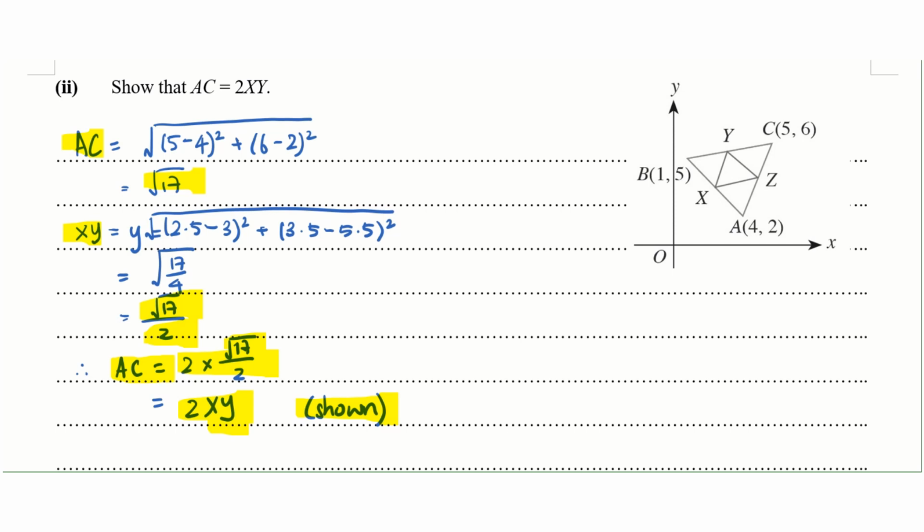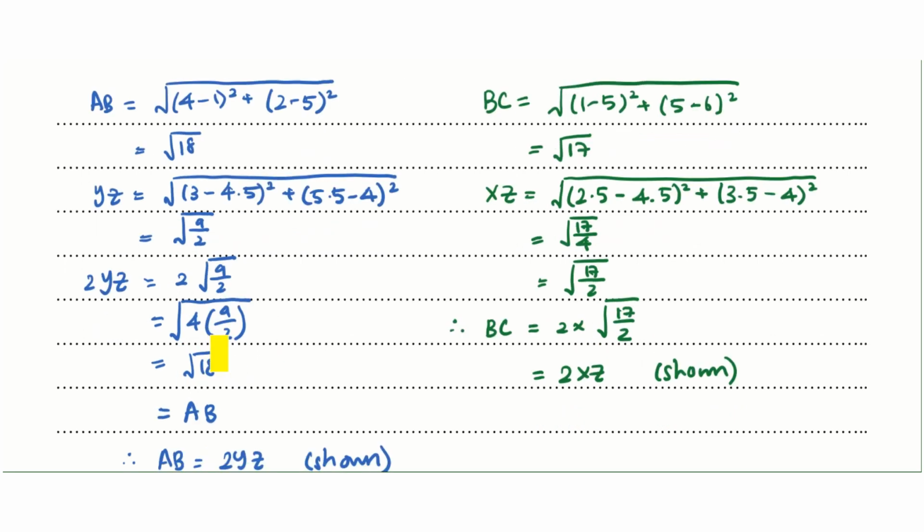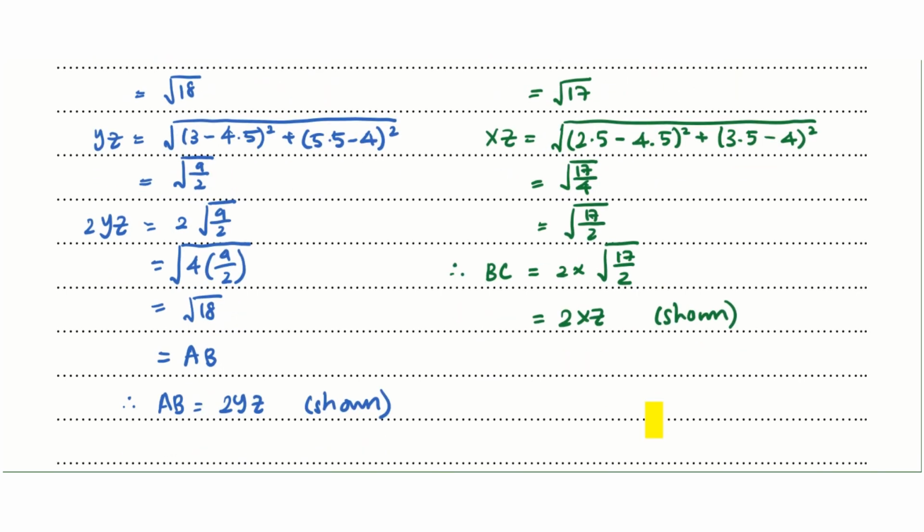And lastly, in part 3, we want to show that AB is equal to 2YZ and BC is equal to 2XZ. So we will use a similar method to show that AB is equal to 2YZ on the left and also BC is equal to 2XZ on the right. I will leave the reading to yourself to learn.